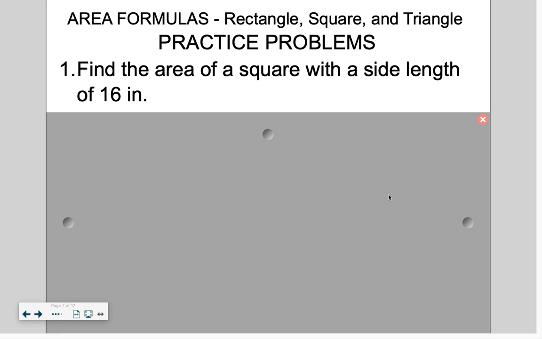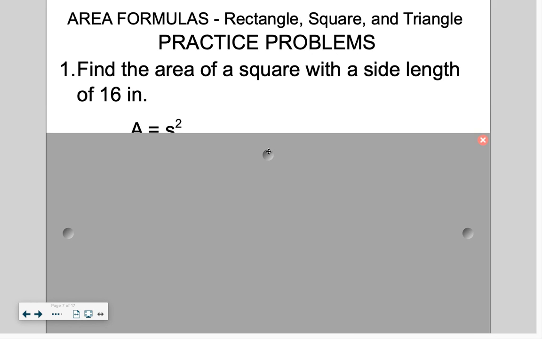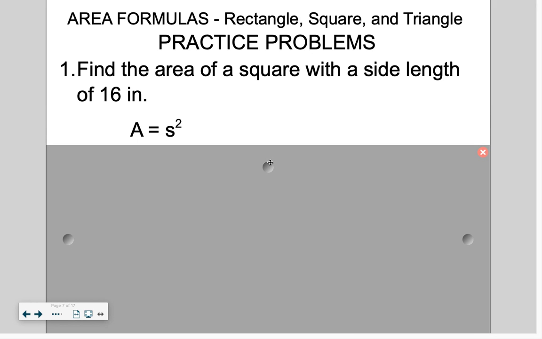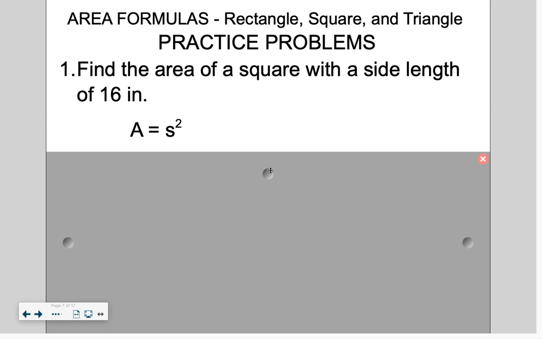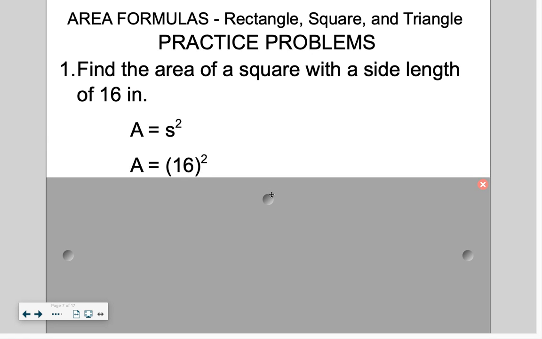So this one is dealing with the area of a square with a side length of 16, asking you to find it. So as far as getting the proper formula for a square, that is our formula. I'm going to go ahead and plug in my side of 16. Remember, 16 squared is not 16 times 2, rather 16 times itself.